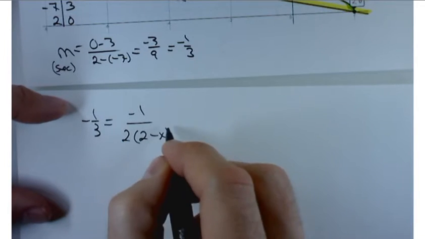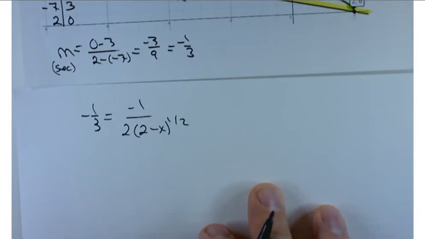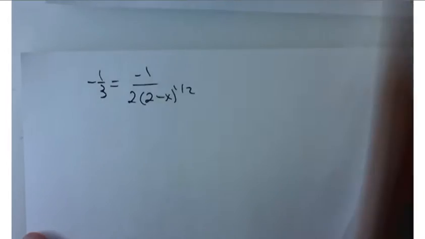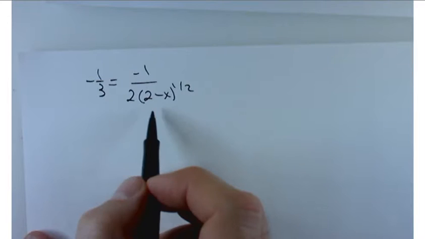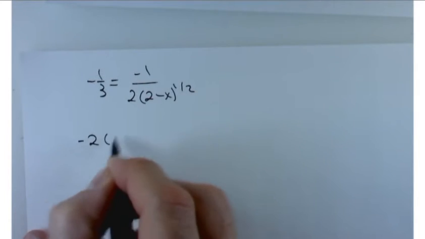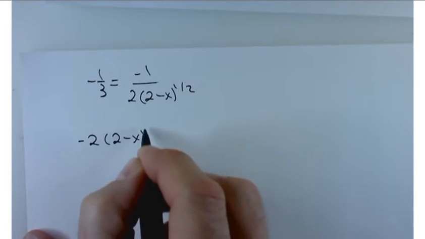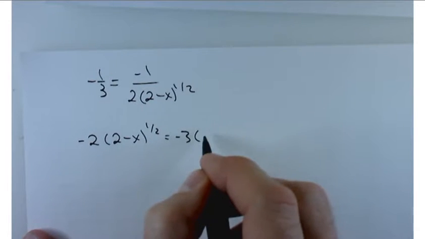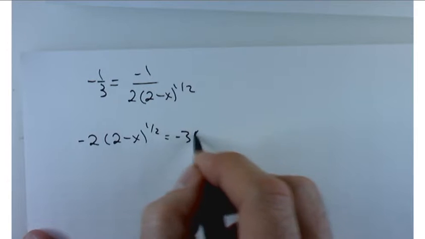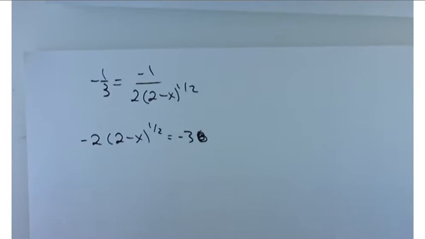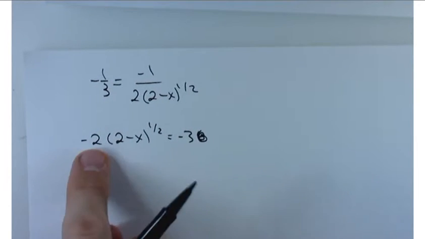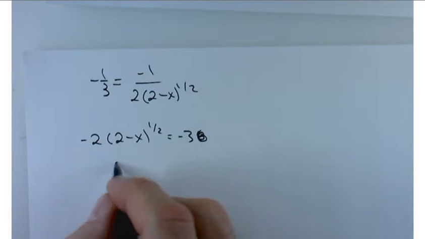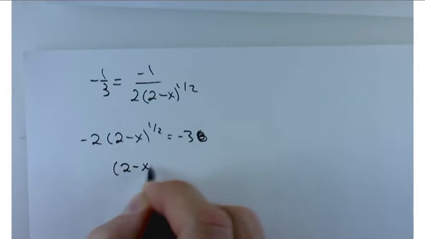This is a nice proportion. We can cross multiply. So when I do that, I end up with negative 2 times 2 minus x to the 1/2 equals negative 3 times, well, just negative 3, right? Just negative 3 is good enough. If I divide both sides by negative 2, I get 2 minus x to the 1/2 power equals 3 over 2.